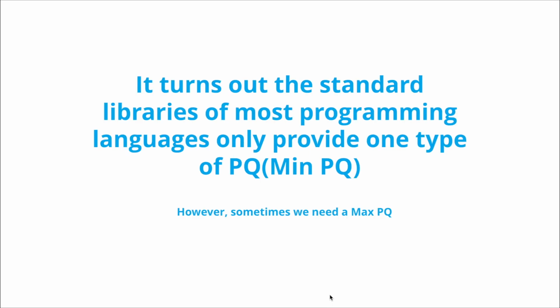Well, it turns out that the standard libraries of most programming languages only provide one type of priority queue, and that is majorly the min priority queue. However, sometimes we need a max priority queue, right? So we have to find a way to use a min priority queue as a max priority queue. There are two ways to do this, okay? So let's check out the first way.